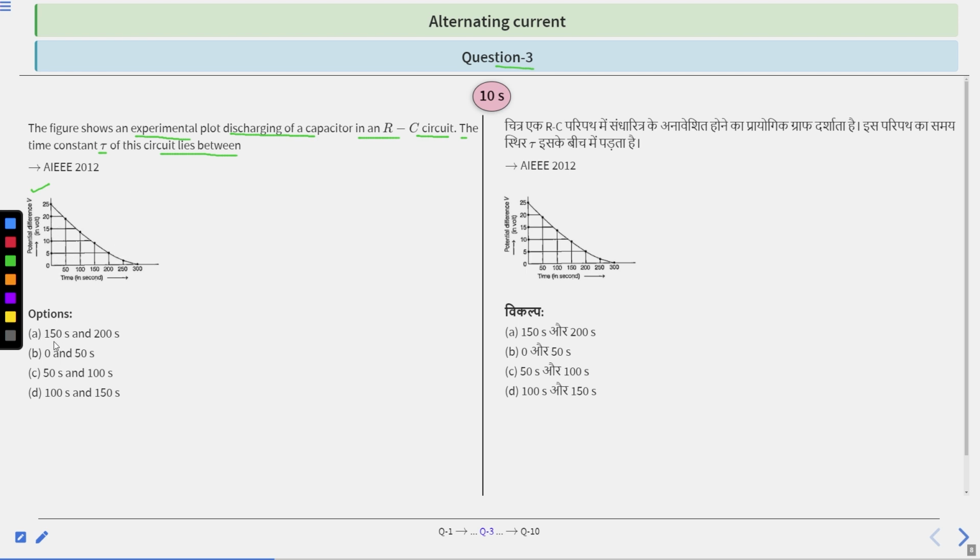Given options: option A is 150 second and 200 second. Option B, 0 and 50 second. Option C, 50 second and 100 second. Option D, 100 second and 150 second. So which option is correct? You have 10 seconds to solve this question. After 10 seconds, we will provide the solution.